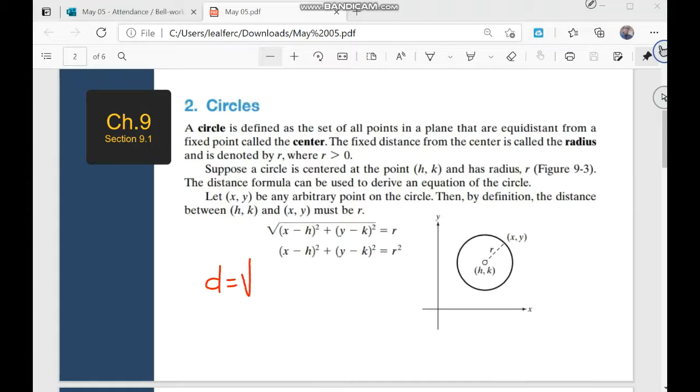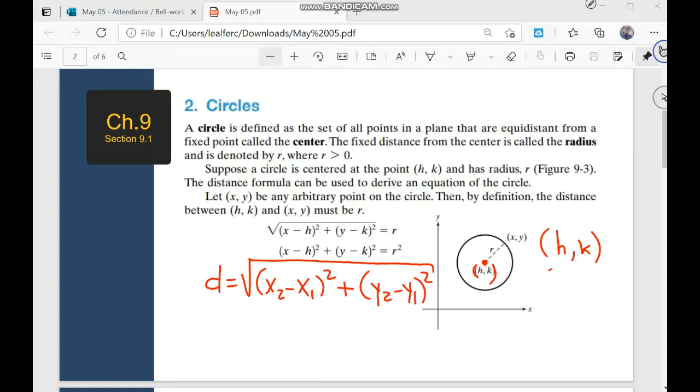Here, distance equals square root of x2 minus x1 squared plus y2 minus y1 squared. This is the distance formula, right? I will show how to apply it to find the equation of a circle that has the center at the coordinates x equals h and y equals k. This is the center of the circle, right? And the radius of the circle is r. So coordinates h and k of the center, and the radius is r.